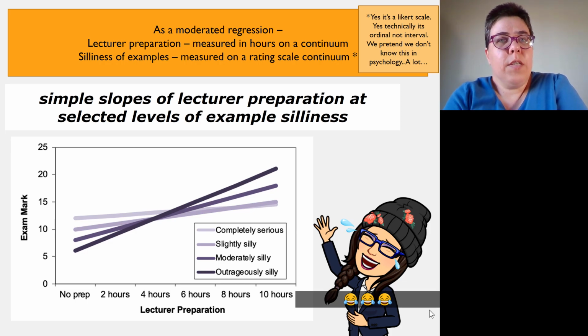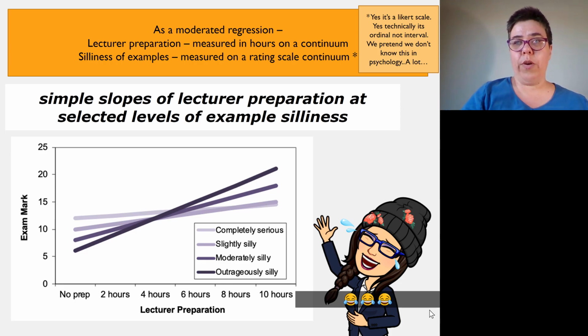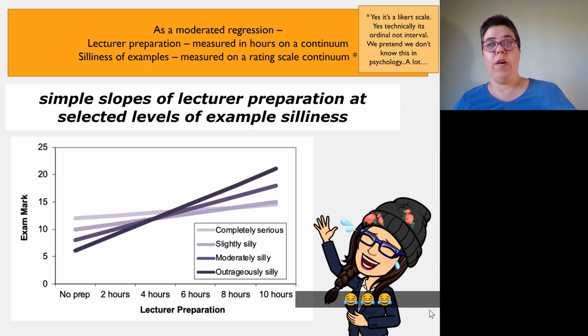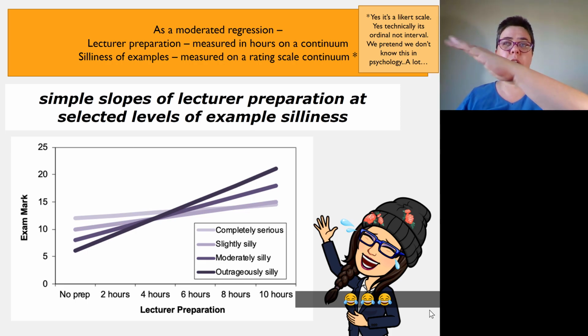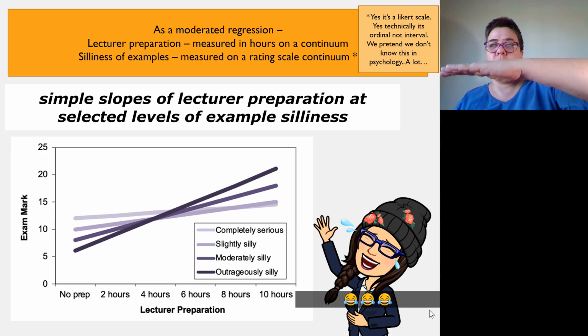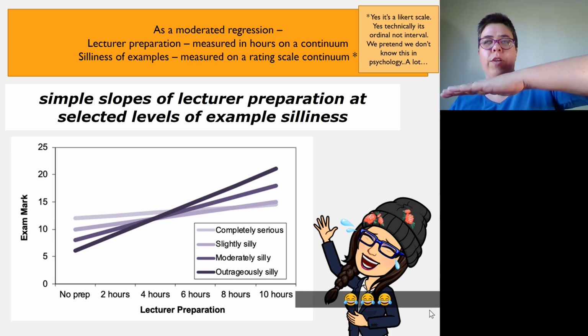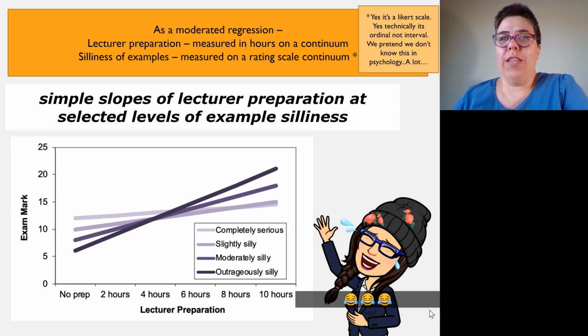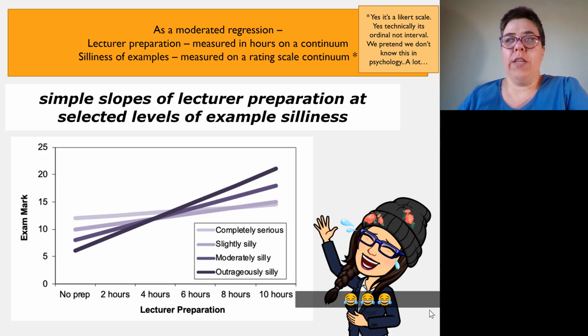And again, we could have a simple slope showing the association between our focal IV, which is lecture prep, and our DV, which was the exam mark, at each level of the moderator. And you can see here that it starts off with the outrageously silly examples, that the more prepared you are, the better the students do. And as you get more serious, preparation flattens out, doesn't matter as much, and so you can just deliver the lecture and have limited impact on the exams.